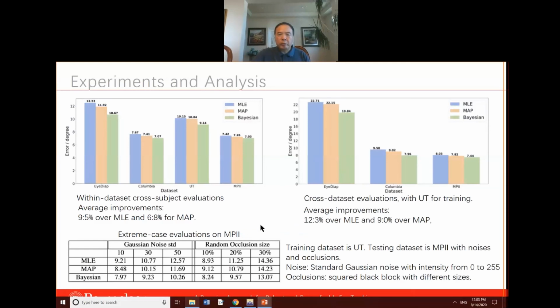There are two types of perturbation, and one is the Gaussian noise. So we add a random noise to the input of the eye images, and another is a random occlusion. So we add some black square at a random location of the input eye images, with different percentage. And here the Gaussian noise is with different amounts of Gaussian standard deviation. And again, this is for the model trained on UT, and as you can see, again, the Bayesian method significantly outperforms the non-Bayesian method under different amounts of noise and different amounts of occlusion. So this study shows that the Bayesian method significantly outperforms the non-Bayesian methods, in particular on challenging data sets and under extreme perturbation, occlusion of the input image.